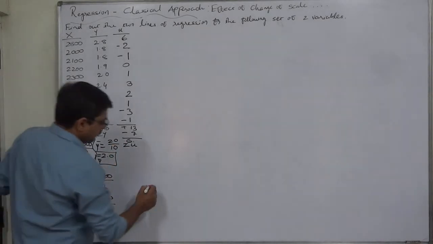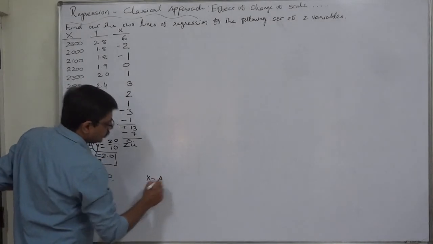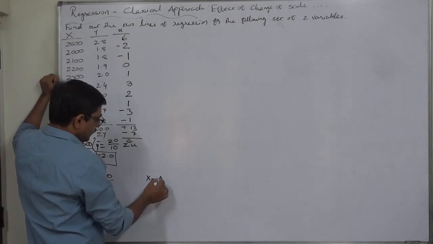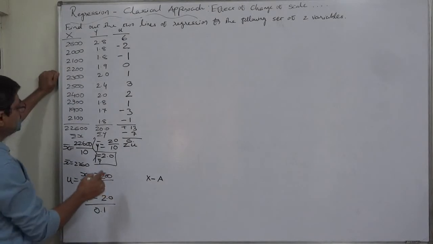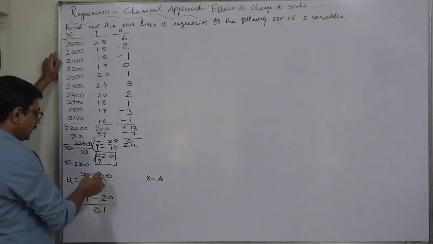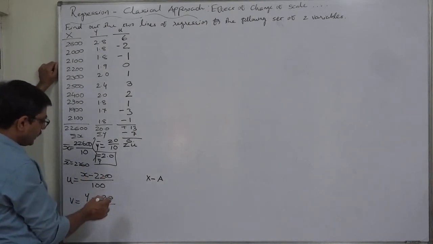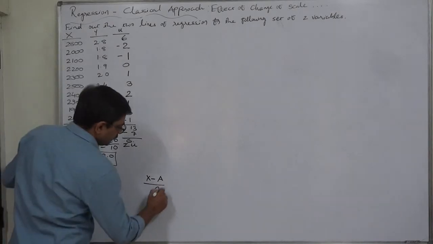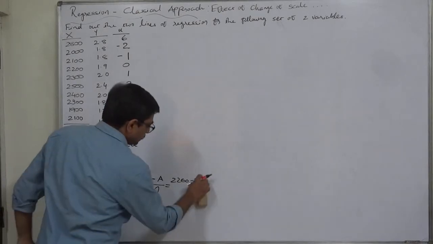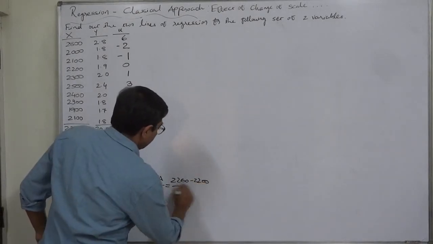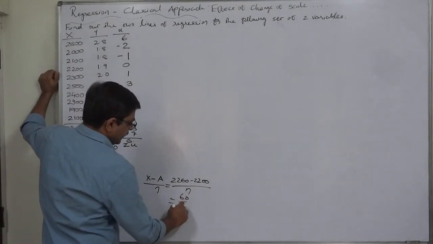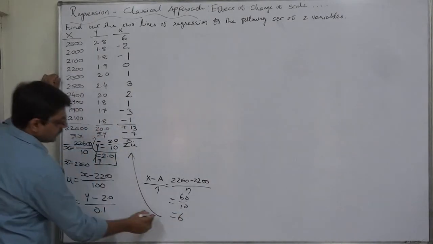Let us check. Actual mean minus assumed mean. Actual mean is 2260, assumed mean is 2200. So summation comes to 60, and divide it by n. So it is 60 by 10, 6. So the total is correct.